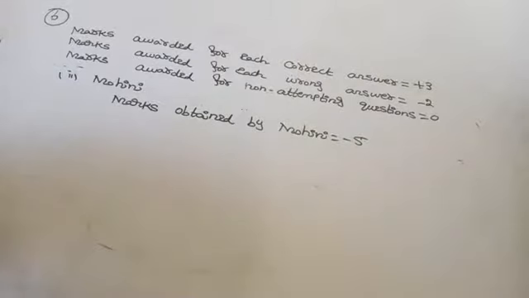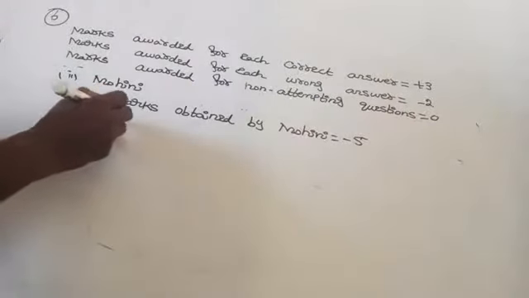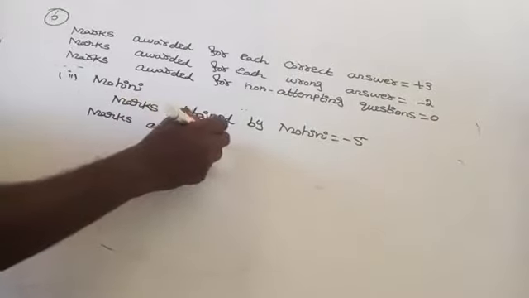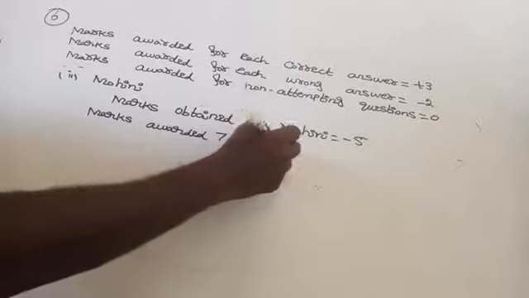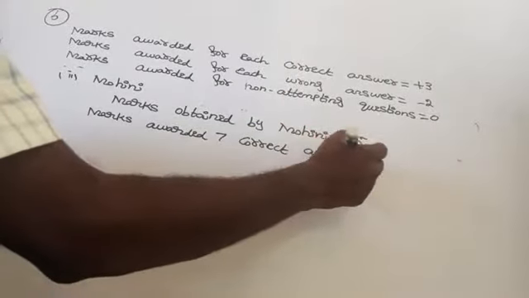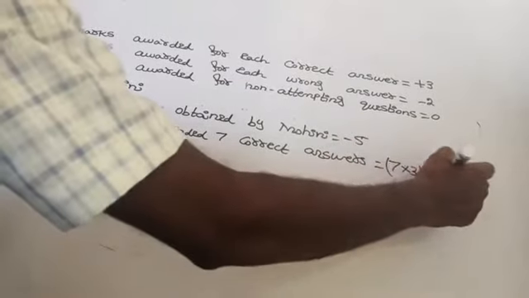After that, the marks obtained by Mohini is minus 5. She has got 7 correct answers, so the marks awarded for 7 correct answers is 7 into 3, 21. For each correct answer 3 marks, so for 7 correct answers she will get 7 3s are 21 marks.